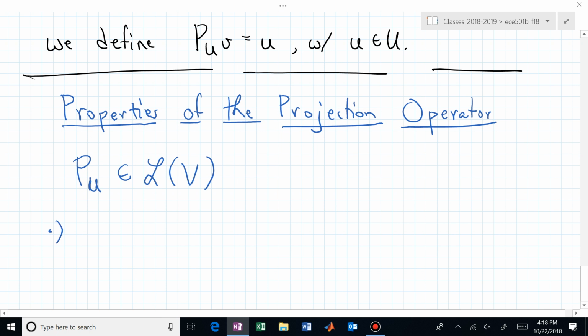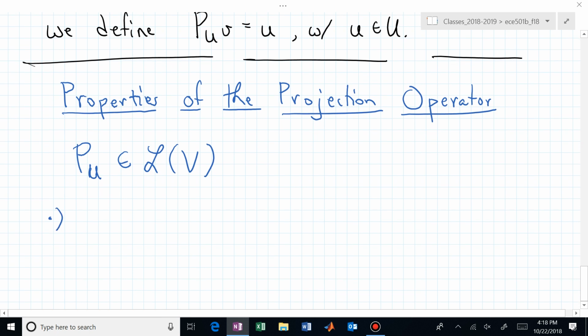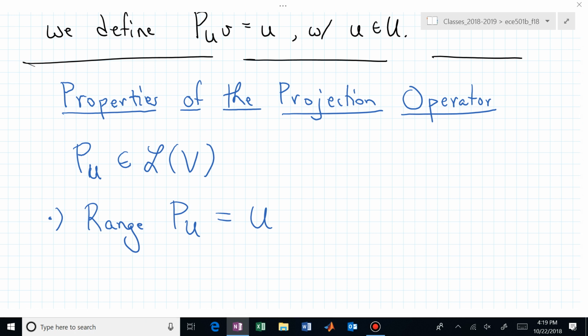One property of this projection operator is that the range of the projection onto U is U. You can now fill the whole space. You can have that arrow or that vector pointing in all sorts of different directions, but that then says that the tip, when you project down from it, will fill the entire two-dimensional plane. Question?